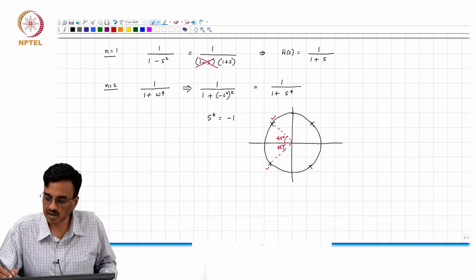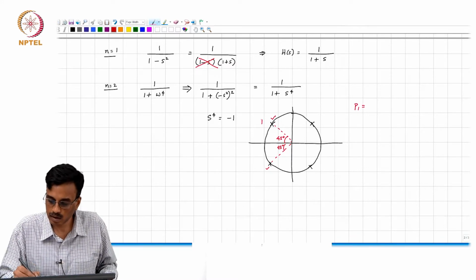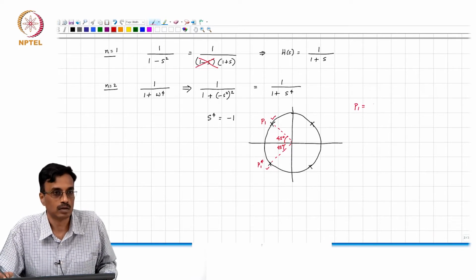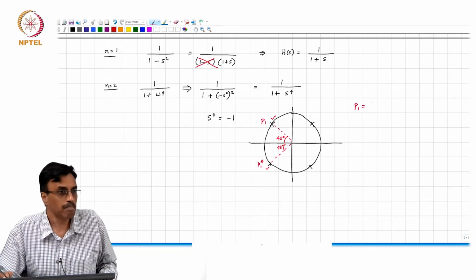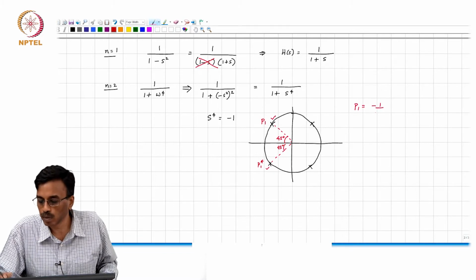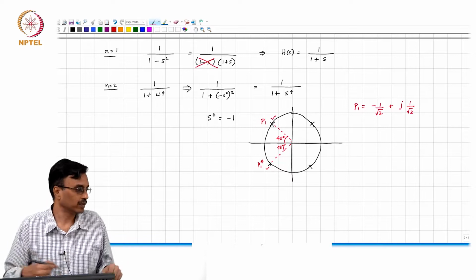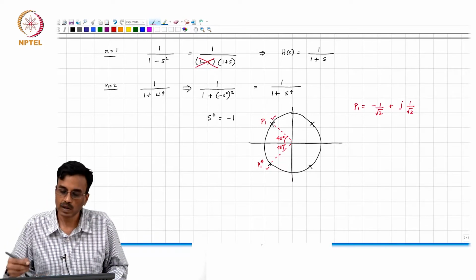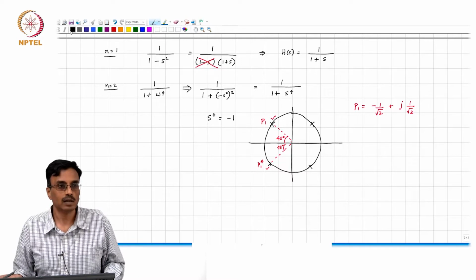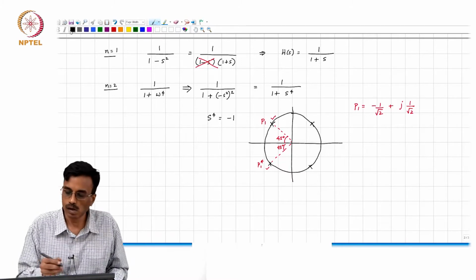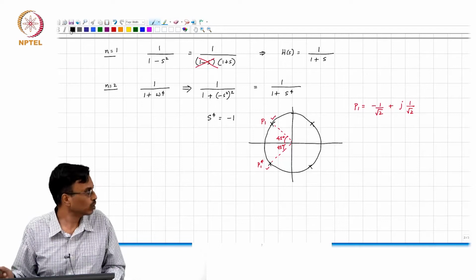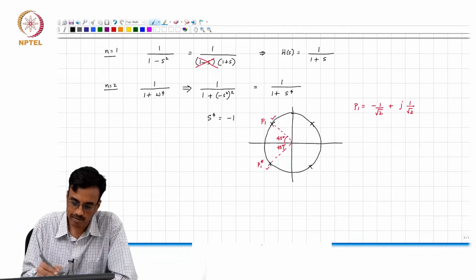So, what are the poles that we are interested in? P1 is what? In Cartesian form, minus 1 by root 2 plus j times 1 by root 2, and P1 star is of course the conjugate of this. So, what is the polynomial? This is the root, right? We know the roots of the polynomial. How do we, what is the polynomial itself?